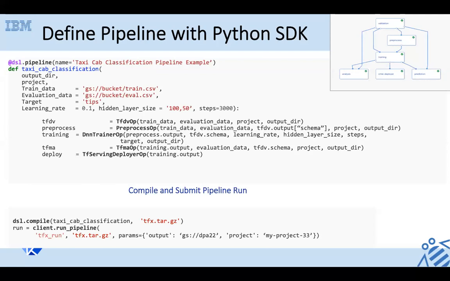Now if you look at it, this is approximately 15 lines of DSL, but going through the whole end-to-end life cycle, right? Doing data validation, pre-processing, distributed training, analyzing the model produced after the distributed training, and then finally deploying it.